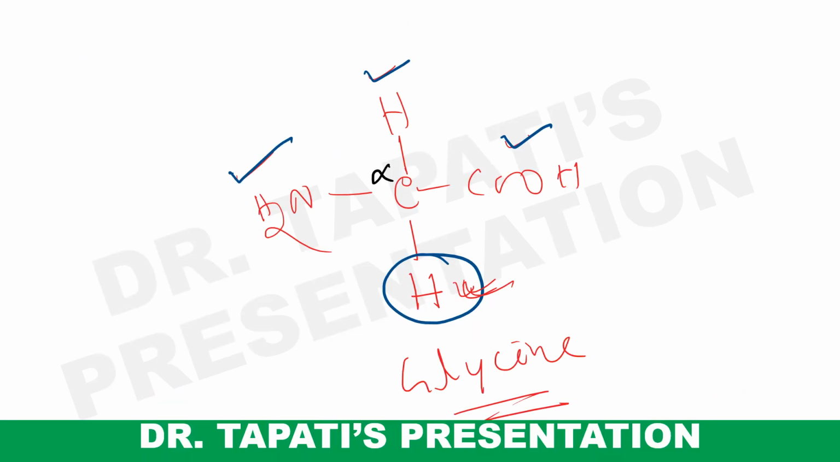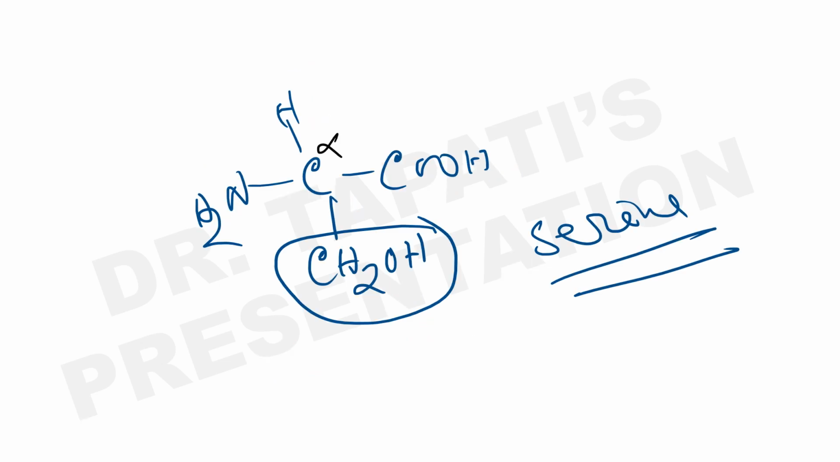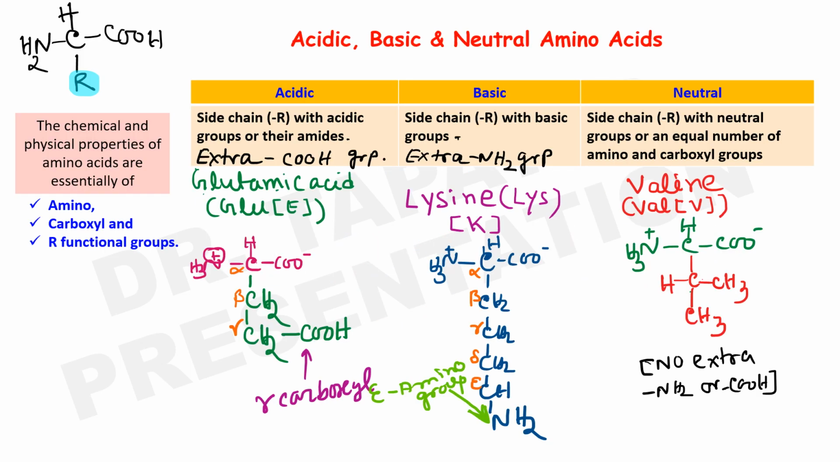Again, I have written the same thing. Glycine means R is equal to H, in alanine R is equal to CH3 group, and in case of serine, R is equal to CH2OH, that means a hydroxymethyl group. The chemical and physical properties of amino acids are essentially those of the amino, carboxyl and R functional groups. Already I told you that in every amino acid, at least one COOH and one NH2 group are present. So the properties of the amino acids are characterized by the nature of the side chain group, that is the R group, associated with the amino acid.